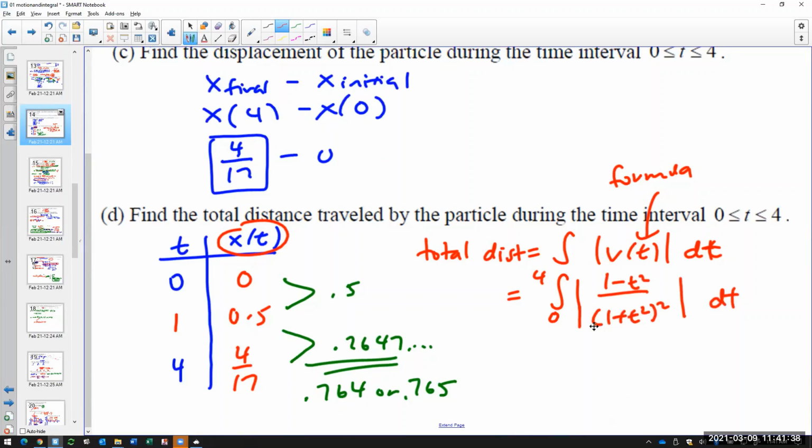If I put this in the calculator, if I did this right, I should get the same thing. Did anybody do it this way? You did? Did you get the same thing? Nice. Okay, just FYI, you can do it either way, whatever floats your boat. Just don't forget the absolute value signs. All right, let's go to letter E.